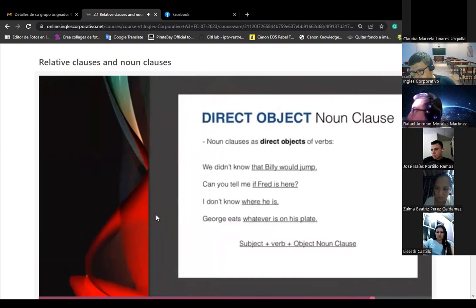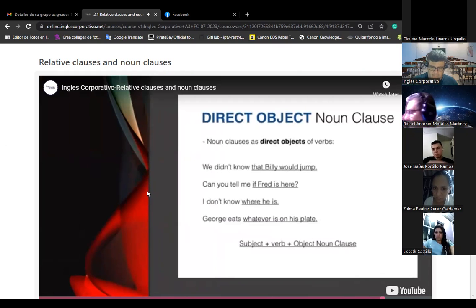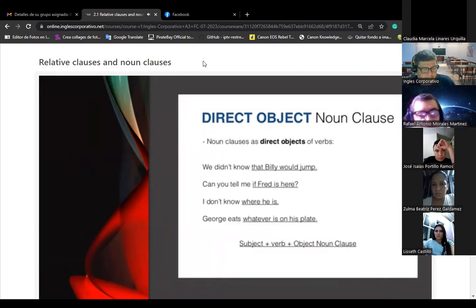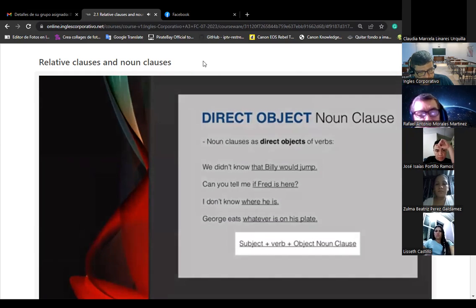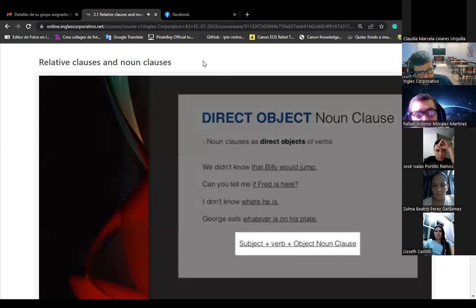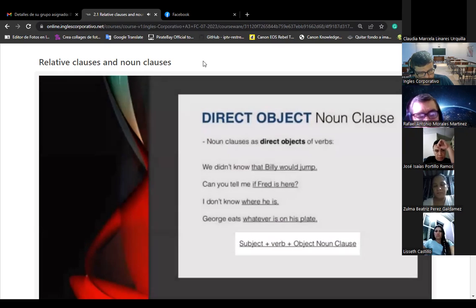Object noun clauses. Noun clauses as objects of verbs. We didn't know the bill would jump. Can you tell me if Fred is here? I don't know where he is. George eats whatever is on his plate. Again, notice the structure. Subject plus verb plus object noun clause.